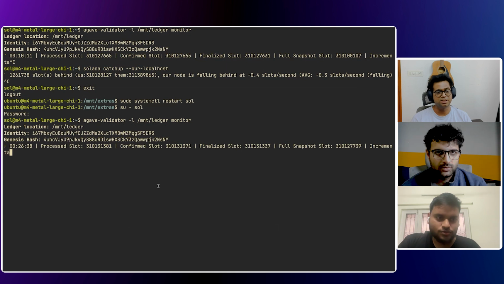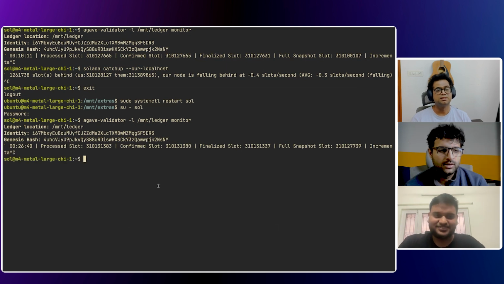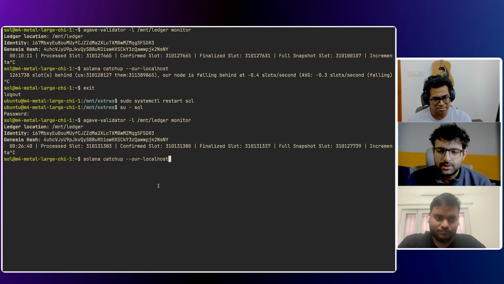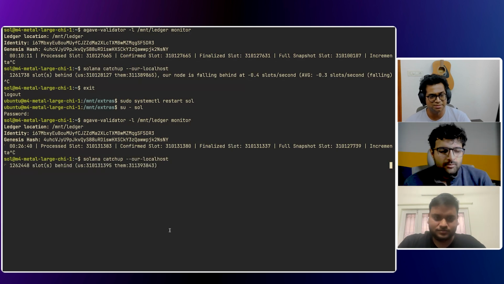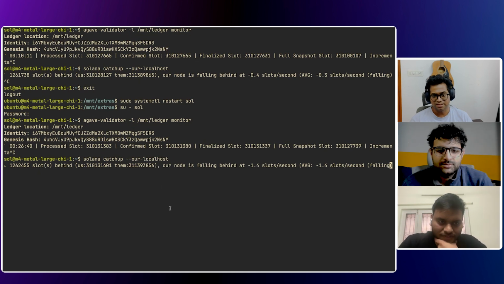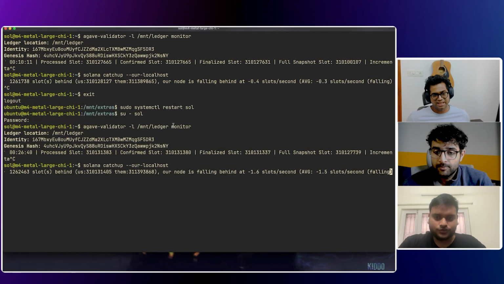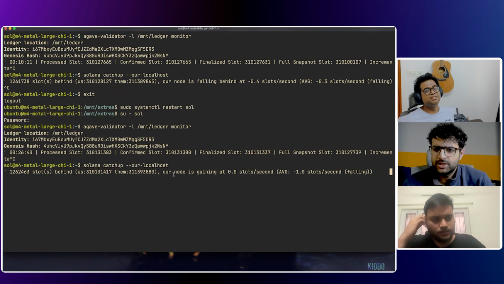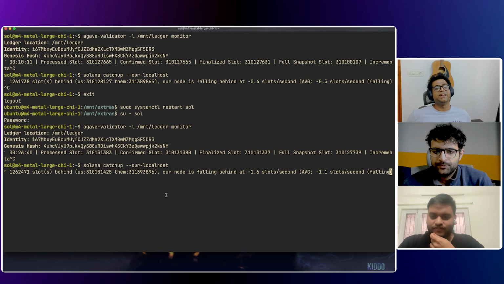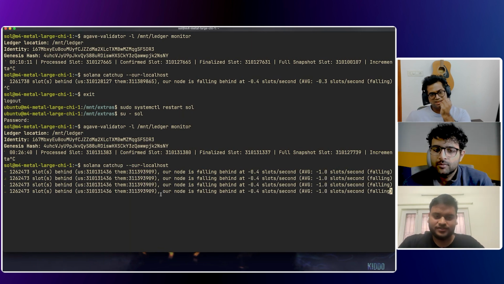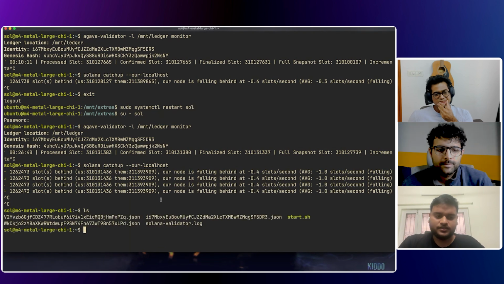It might have caught up now. No, it's still behind. It says your average is minus 1.4 slots a second. I'm falling behind for some reason. Is the machine not fast enough? No, I think when I restarted, it gave an error and didn't change the snapshot. I think when you moved the snapshot with systemctl. Okay, yeah, let me.